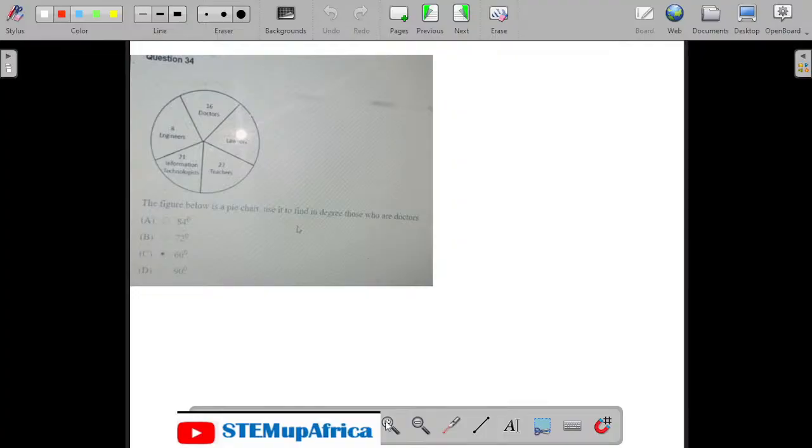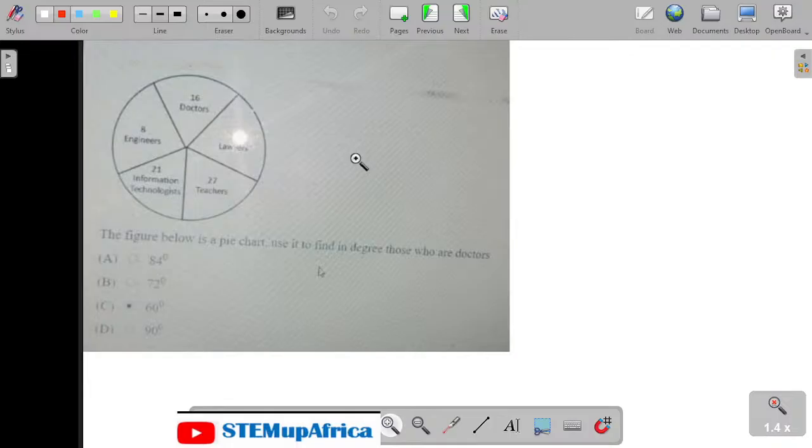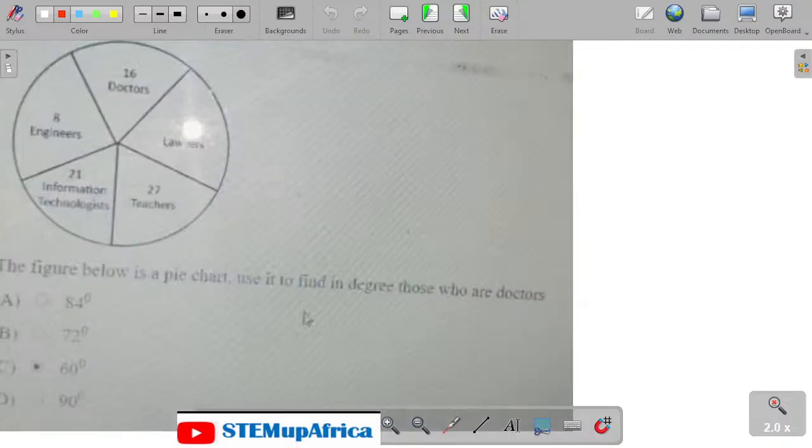How do you deal with questions if you are asked to find the sector of a pie chart? The question is asking how to determine a particular sector. So we have doctors 16, engineers 8, information technologies 21, teachers 27. It is asking about a certain number for the lawyers. I can't see that clearly, but if you want to do it, you sum all the numbers together: 16 plus whatever number is related to lawyers, 27, 21, and 8. That will give you the total number.